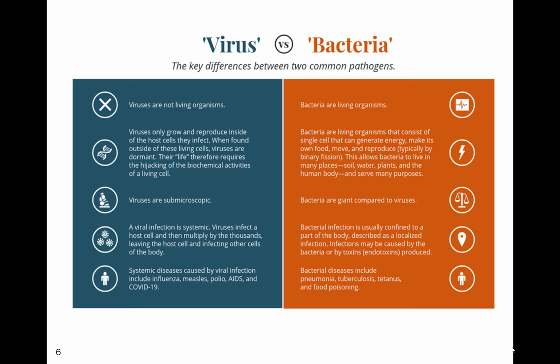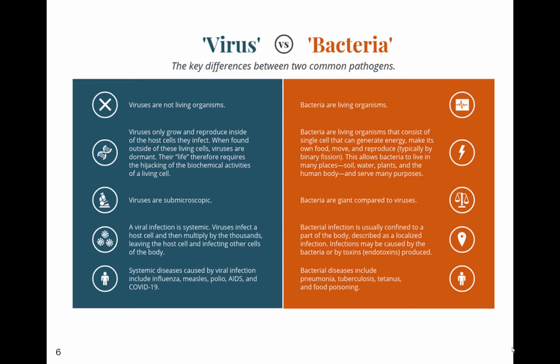A viral infection is usually systemic. Viruses infect a host cell and then multiply by the thousands, leaving the host cell and infecting other cells of the body. Bacterial infections, on the other hand, are usually confined to a specific part of the body, described as a localized infection. Infections may be caused by the bacteria or by the toxins it produces.